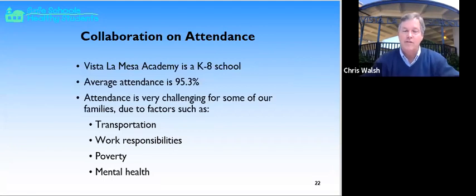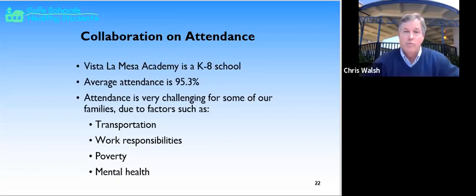We're at Vista La Mesa, where I work. We're a K-8 school. We're a neighborhood school. Our average attendance is actually pretty good at about 95.3. But we find that a percentage of our families struggle with transportation, with work responsibilities, poverty, and mental health. Those are just some of the barriers that keep kids from getting to school on time.